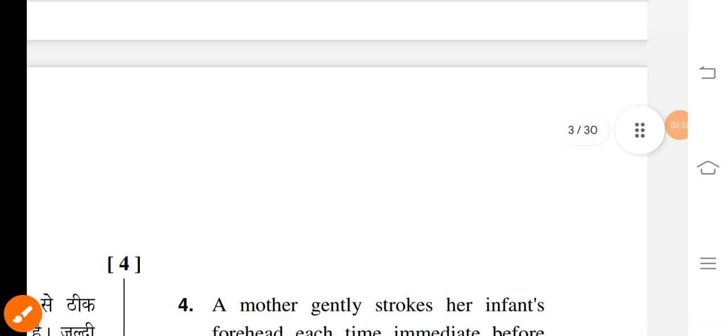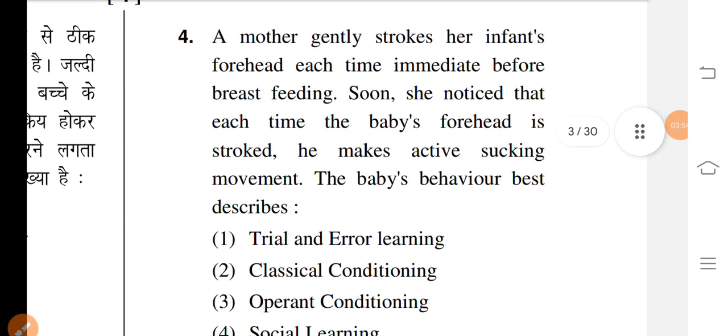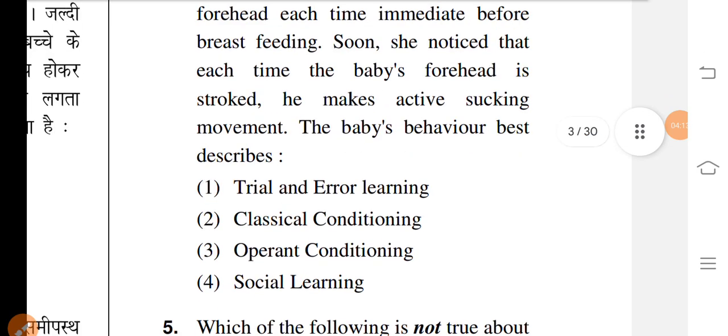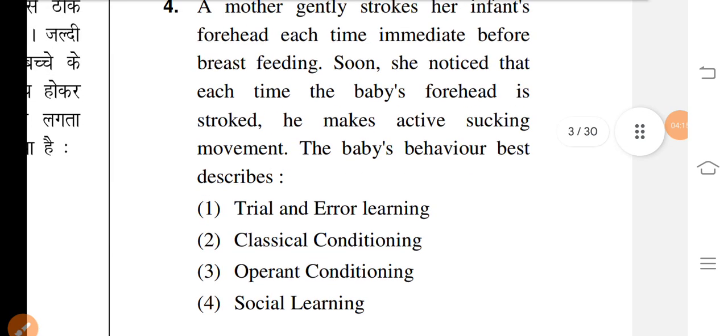Okay, next moving on to the next question. A mother gently strokes her infant's forehead each time immediately before breastfeeding. Soon she noticed that each time the baby's forehead is stroked, he makes active sucking movement. The baby's behavior best describes what? Okay, so first one is trial and error learning. Second one is classical conditioning. Third one is operant conditioning. Fourth one is social learning.